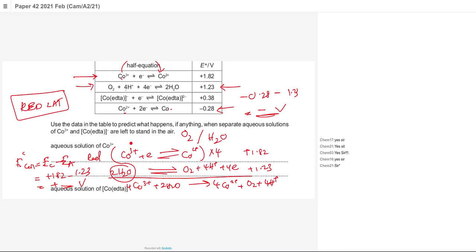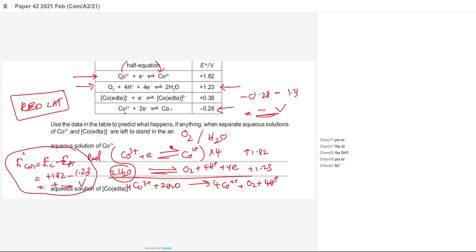So what happens here? Cobalt 3 plus is reduced to cobalt 2 plus in the presence of water in the air. Overall cell potential is positive. Clear? So you can write this expression and say this is positive because this takes place, but it's not a must to write overall equations here. You can simply calculate the E cell value and say, because it's positive, cobalt 3 plus is reduced to 2 plus in the presence of water in the atmosphere.